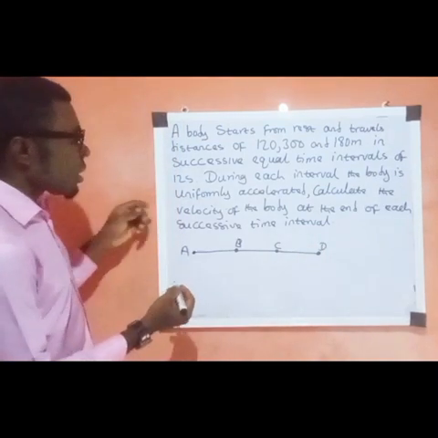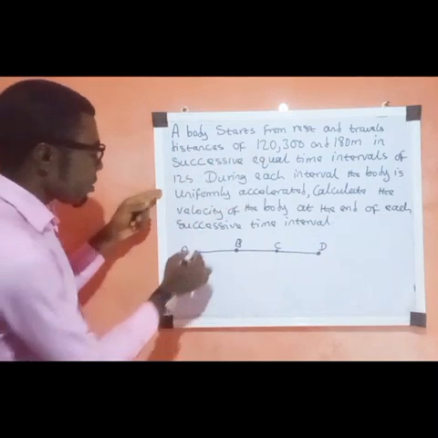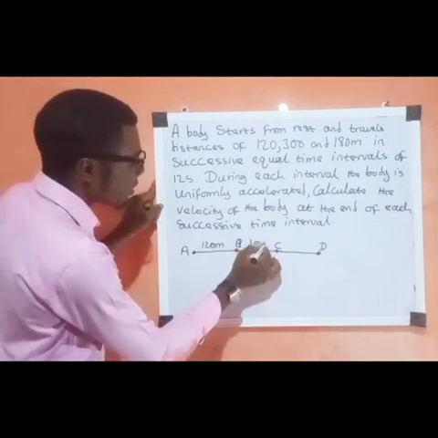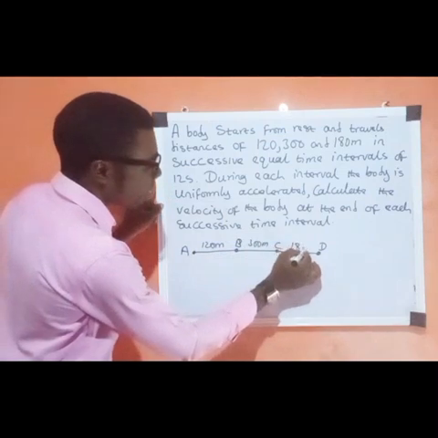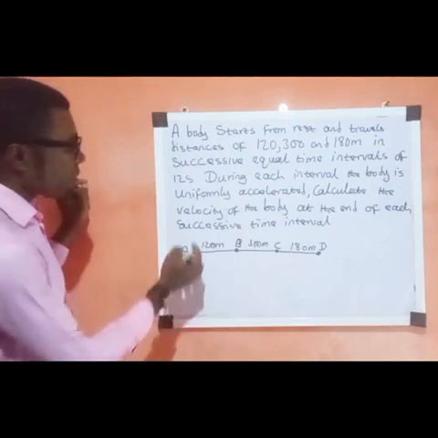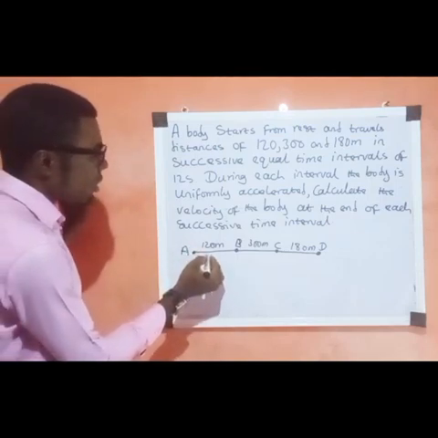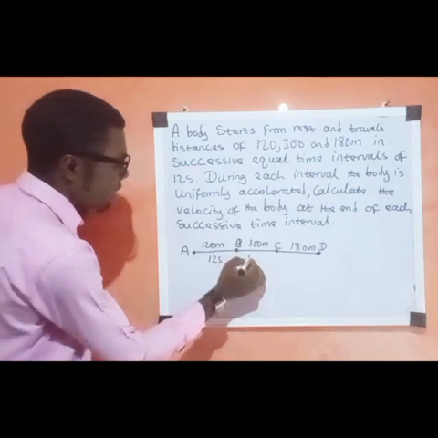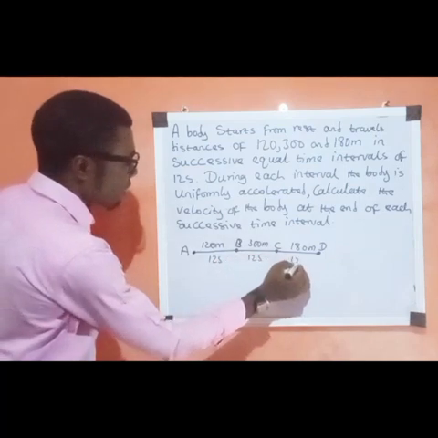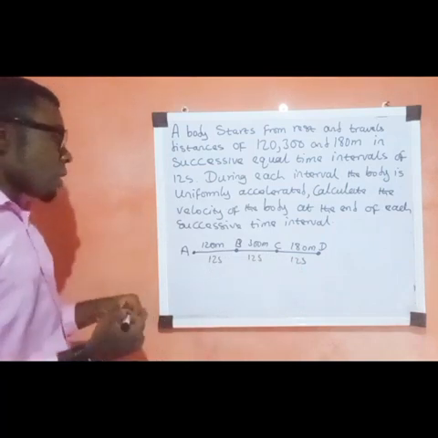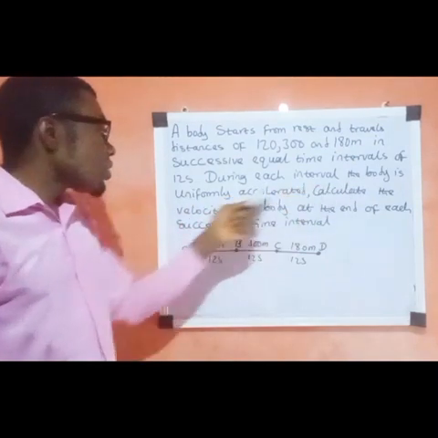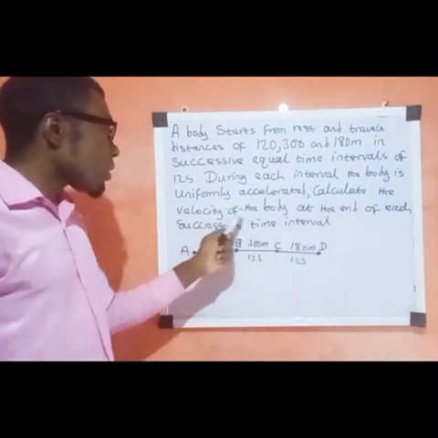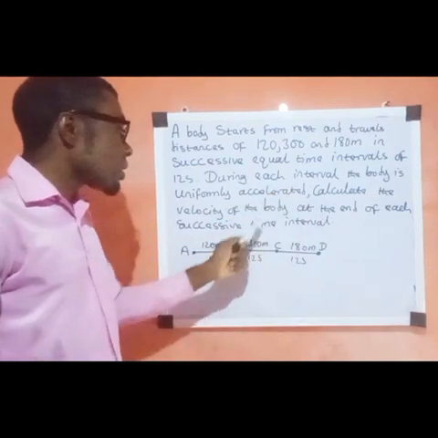What the question is saying is that in the first interval the body moved 120 meters, in the second the body moved 300 meters, and in the third the body moved 180 meters, and at each interval the time is the same. We have 12 seconds for every interval, even though their distances were not the same. During each interval the body is uniformly accelerated, so there is a constant acceleration. Calculate the velocity of the body at the end of each successive time interval.